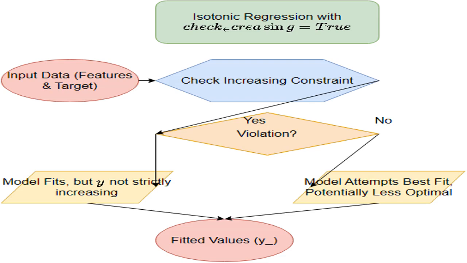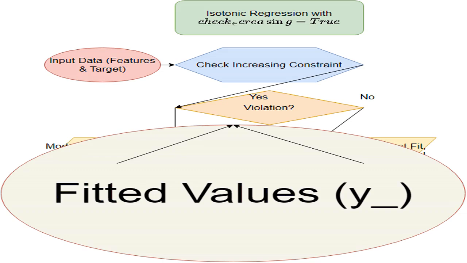Because the model is forced to maintain an increasing trend, it might not find the absolute best fit compared to if I allowed it to ignore the increasing rule, check_increasing equals false. The model's accuracy might be affected by this restriction. These are the values predicted by the model. If check_increasing equals true, these will form a non-decreasing sequence.